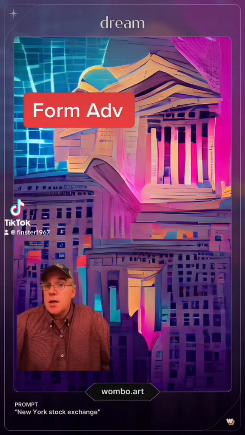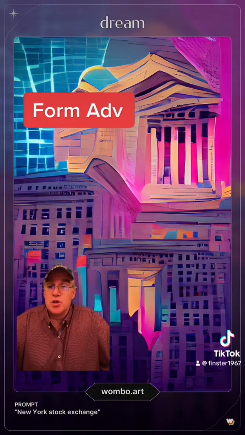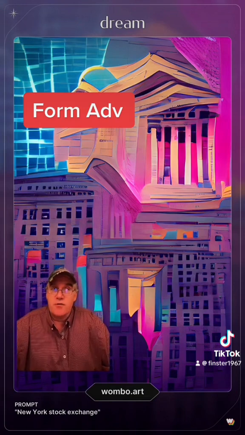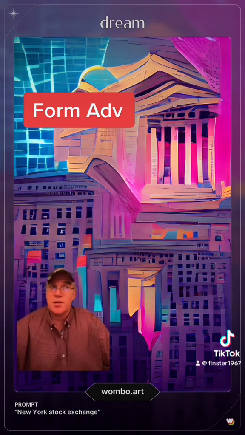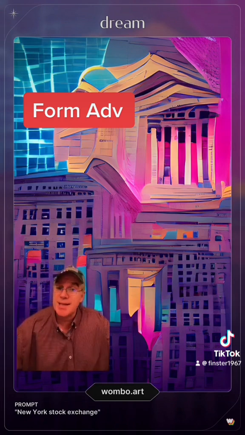Form ADV is what investment advisors use to register the firm. I know this is boring, but we got to get through it, okay? So Form ADV is the form that investment advisors use to register their firm, either with the SEC or the state, never both. That's going to be listed in this form.